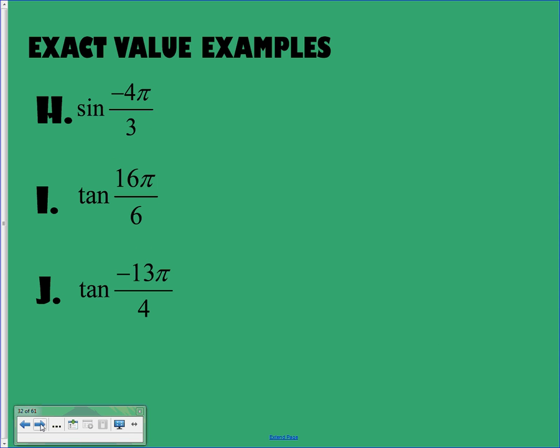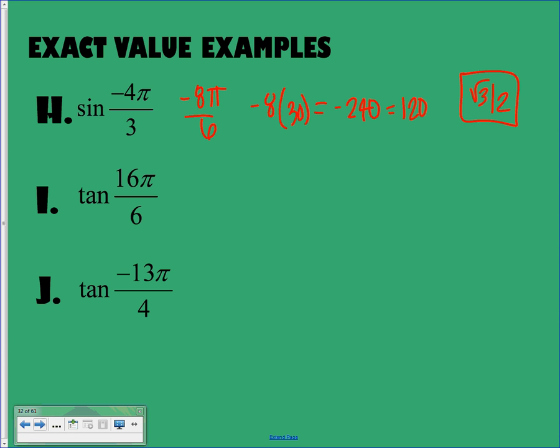Example H, sine of negative 4 pi over 3. Again, I'm just going to turn that to 8 pi over 6 because I'm only going to worry about pi over 6s and pi over 4s. So negative 8 pi over 6 is 8 times 30. So that's the same thing as negative 240, which is the same thing as positive 120. And sine of 120 is the square root of 3 over 2.